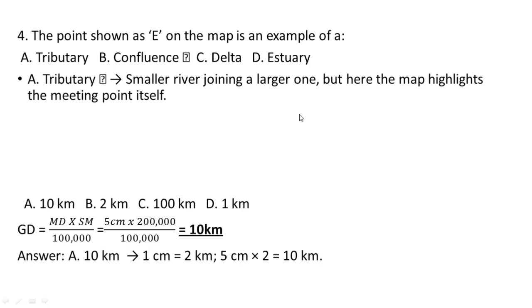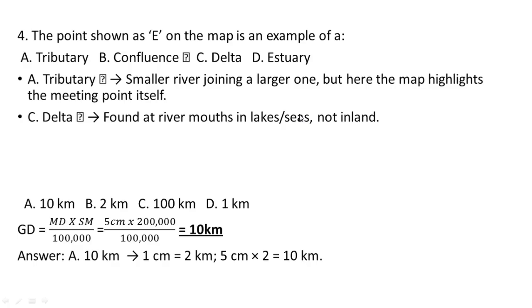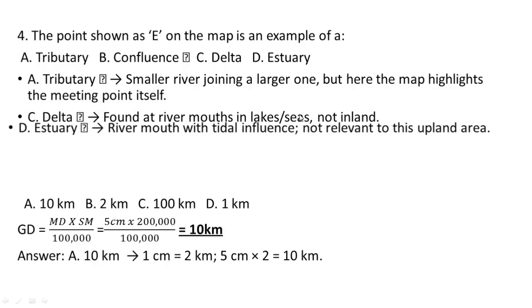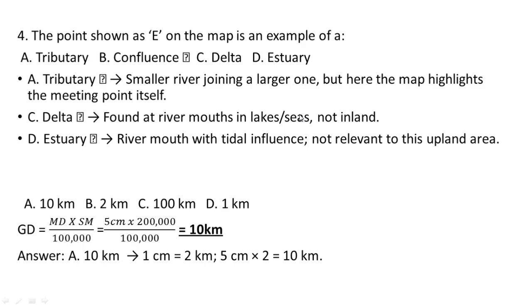A tributary is a smaller river that joins a larger one. But here the map highlights the meeting point itself, so A is not the answer. Delta is found at a river mouth in lakes or seas, not inland. D. Estuary is a river mouth with tidal influence, which is not relevant to this upland area. So, confluence is clearly where two rivers meet each other. As a result, at E, the tributary meets the main river, which is known as confluence.